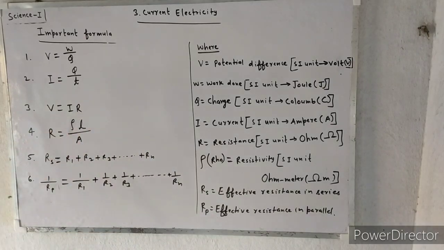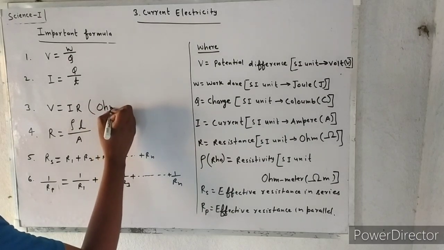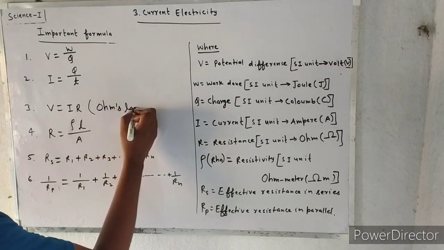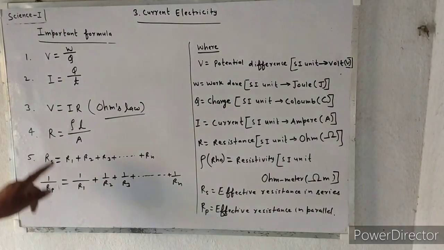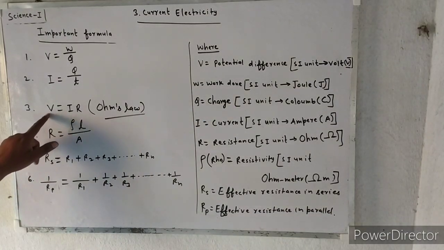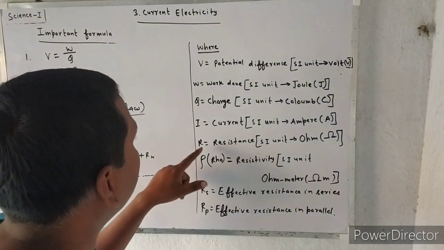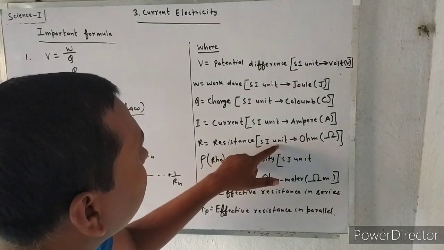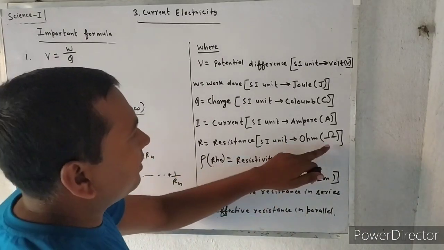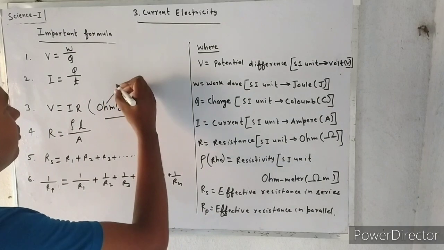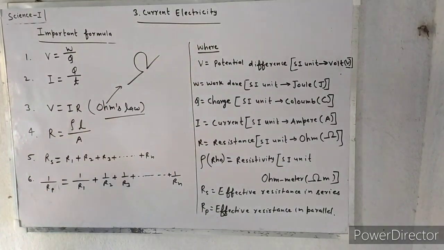This is Ohm's law. V is again the potential difference, I is the current, R is the resistance. The SI unit of resistance is ohm. The symbol of ohm is like this. Ohm.